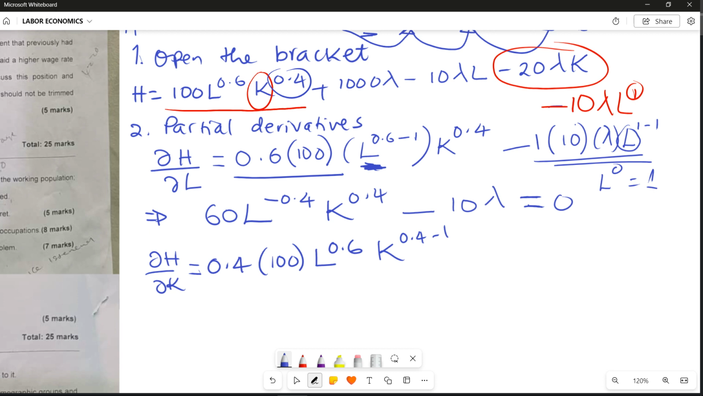The last part there, which is negative 20 lambda k, we know that we're differentiating with respect to capital, right? And that capital is raised to a power 1. So we're going to put a minus, which is that negative there. We're going to put it here. So we're saying 1 times 20 times lambda times k. But our capital is raised to the power 1. We subtract 1 from that power. Okay?